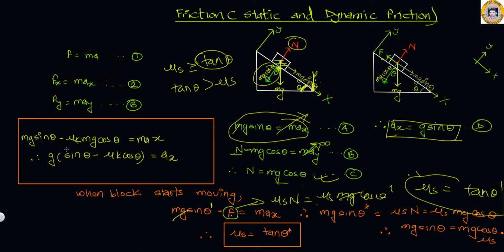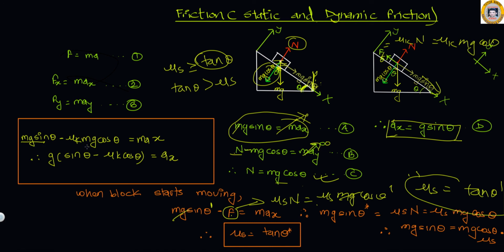Similarly, let me tell you one more thing. Whenever the body starts to move, then if you want to see along the x-axis, my mg sin theta will be in this direction, whereas my force of friction will be in this direction, opposite to that of the acceleration. So force of friction must be equal to mu k times N, because in this condition the body is moving, so mu k times N. My mu k is mu k and N is mg cos theta. Let me replace it over here.